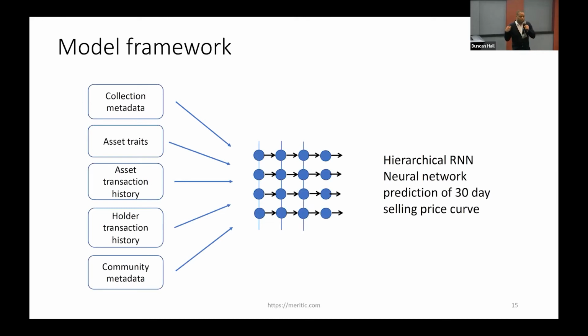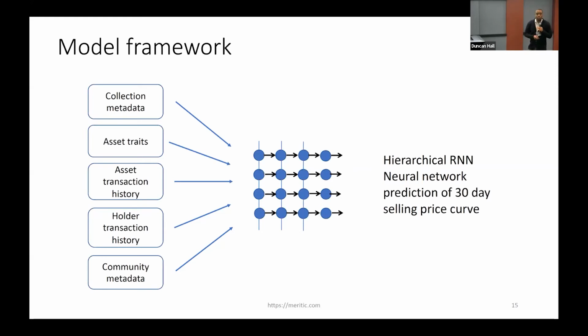So given the different types of data that we're using, the best way that I've come up with modeling this type of data is to use neural nets, mainly because they're flexible. So we have the collection metadata, you know, how big is the collection, what is the description, a few other attributes about the collection, asset traits, essentially, you know, each NFT has a bunch of traits, asset transaction history, you know, essentially the bids, the offers, sales, etc.